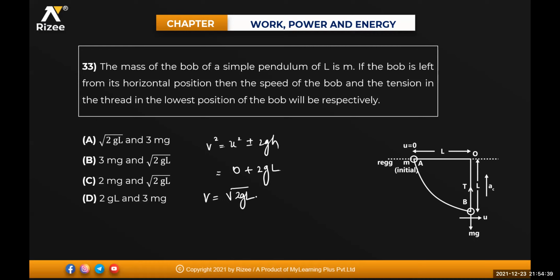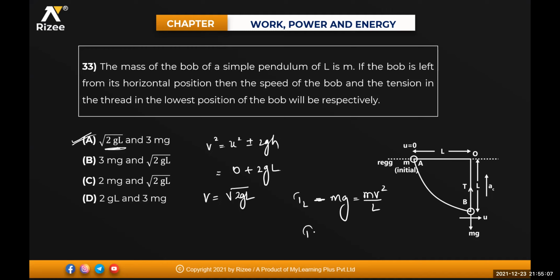So the only option which is matching is option number A. I need not even do the second one, but still we can do that. Tension at the lowest position will be equal to how much? How do you write this one? Tension at lowest position is T minus mg is equal to m into v square divided by L. That means T minus mg is equal to this much.